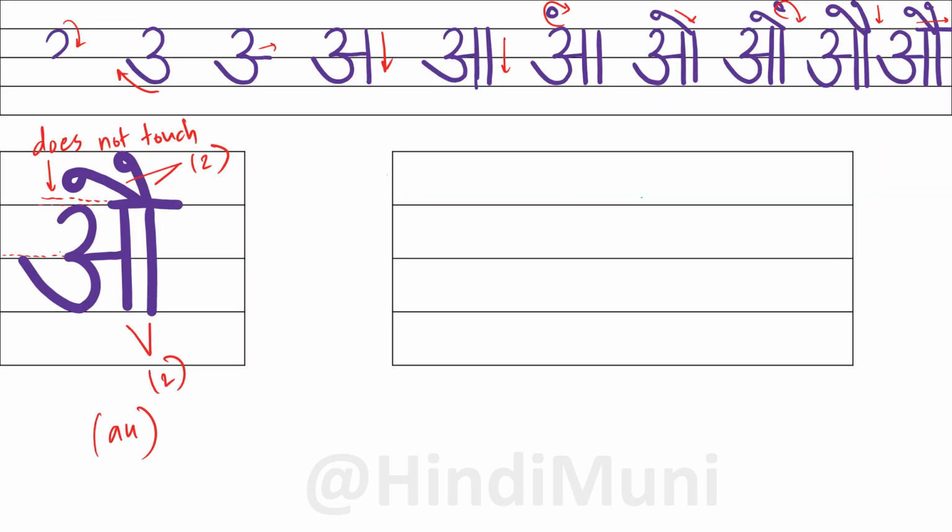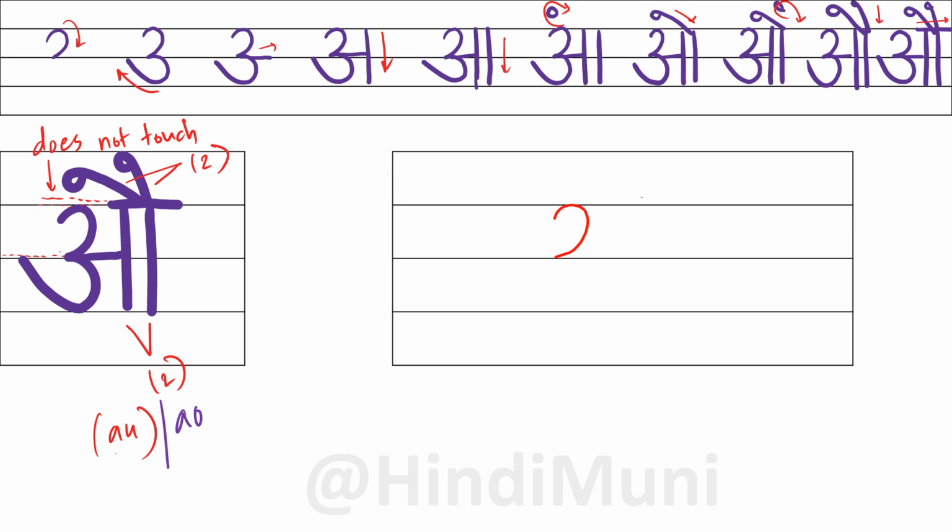Next, this is the vowel Au, pronounced ow. It has no direct equivalent in the English language, so you'll just have to learn it by pronunciation. But a simple visual representation could be done using either A and U, or A and O. So the way to write it is this.